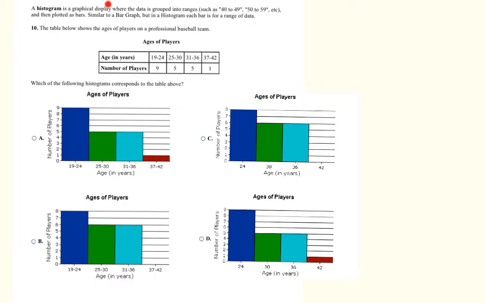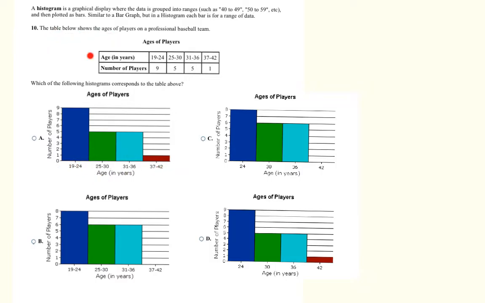A histogram is a graphical data display where the data is grouped into ranges such as 40 to 49 or 50 to 59, etc., and then plotted as bars, similar to a bar graph, but as a histogram, each bar is for a range of data. And you can see that range in A here as an example.